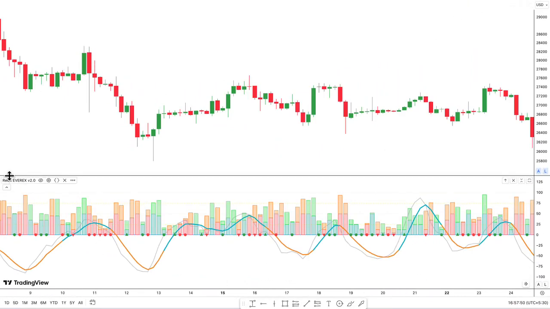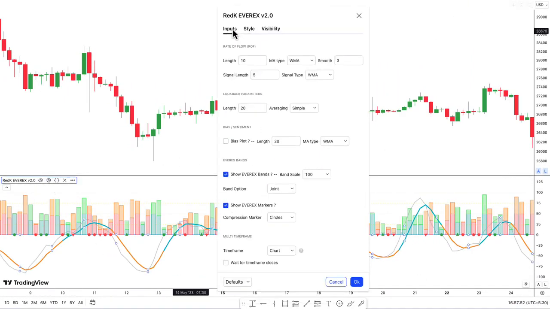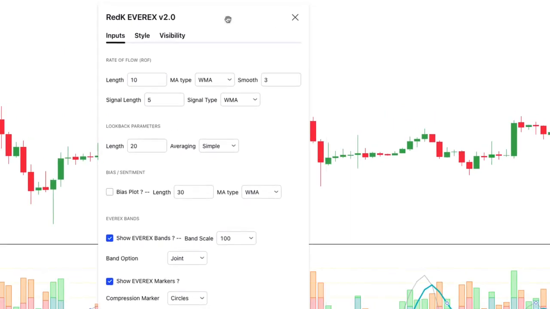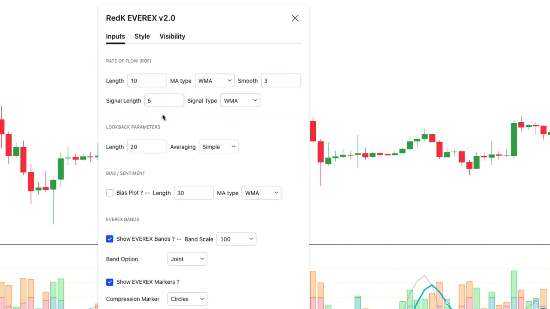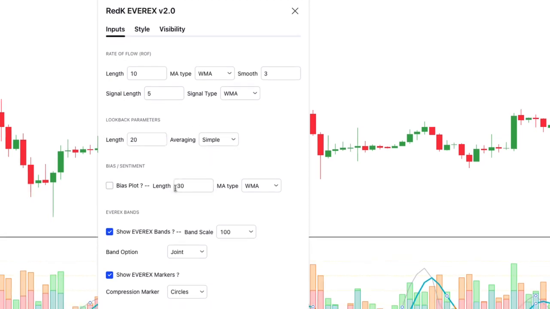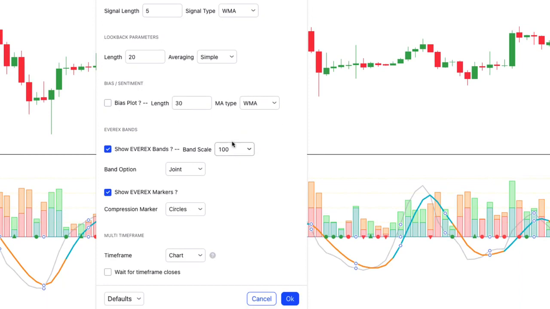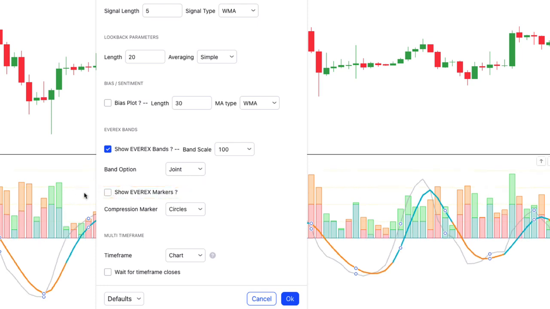In order to do so, head over to the Indicator Settings tab and click on the Inputs tab. The first setting we see that can be changed is for the rate of flow. As you can see, it is possible to change the length, moving average type and smoothing. However, we will be keeping these settings at default. You can also see that the length can be changed for multiple other components of the indicator. Despite this, the only input setting we will be changing is for the EVRIX markers. Scroll down to these markers and uncheck them in order to disable them.